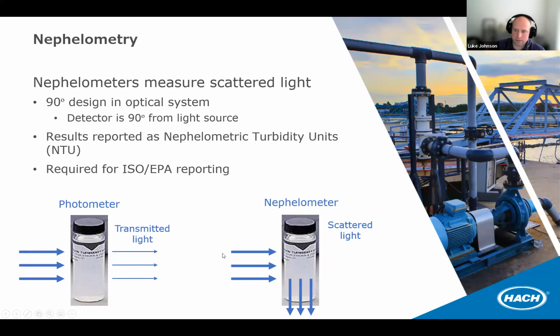This is beneficial for a number of reasons that we'll talk about later on, but it's important to note that this is the standard now in EPA and ISO reporting. You have to measure with a nephelometer. You can't measure turbidity with a candle or with a photometer. You must measure with a nephelometer. That's what all of the modern turbidity analytical instrumentation is, a nephelometer. And we'll dive into more of what that looks like in the upcoming slides.